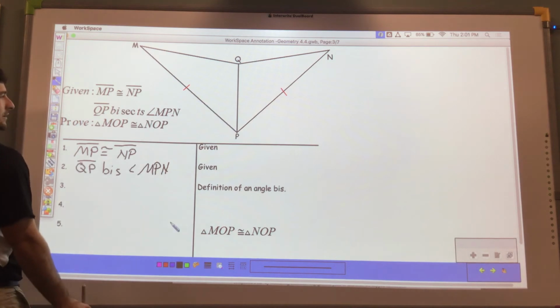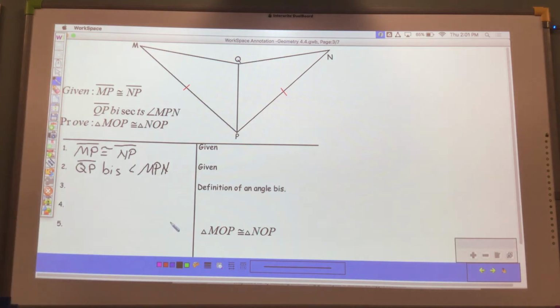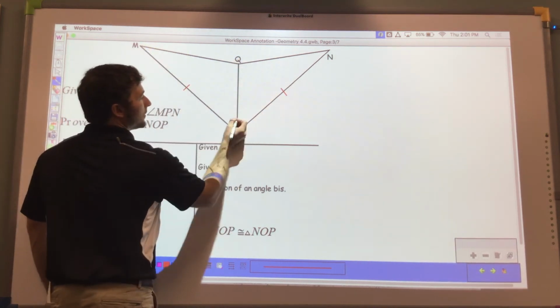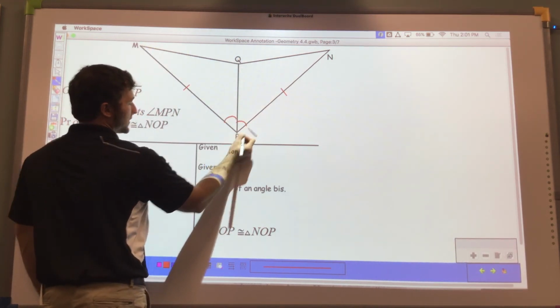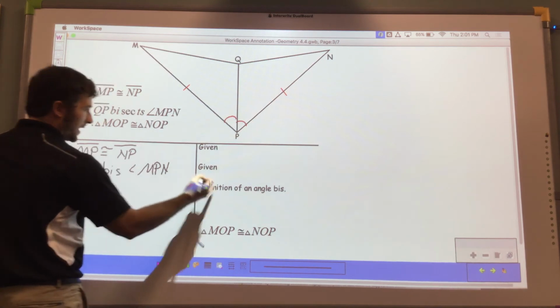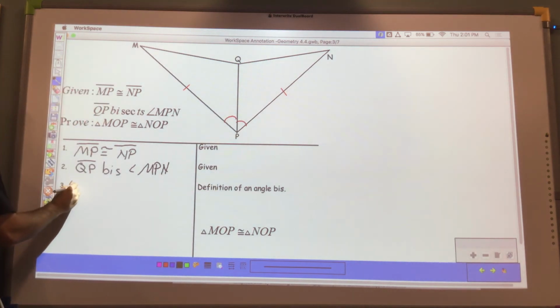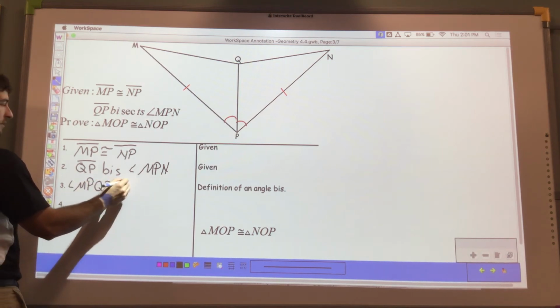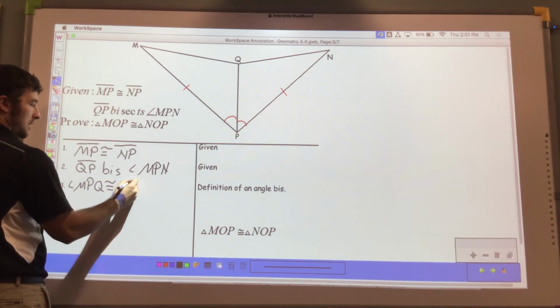Well, it's bisecting angle MPN. So this is bisecting this angle. So we know these two are the same. Definition of a bisector is what we're using. So angle MPQ is congruent to angle NPQ.